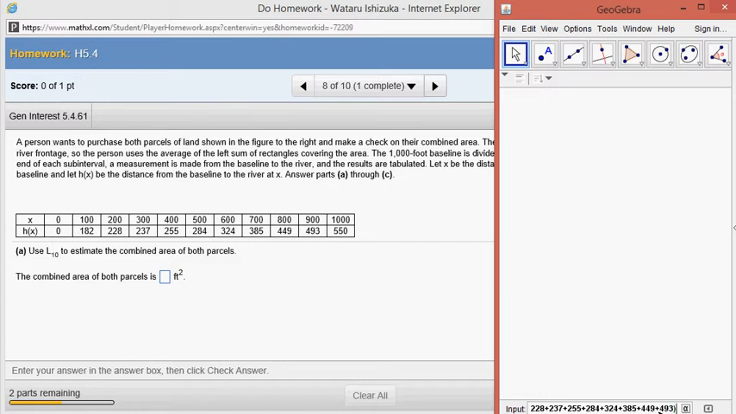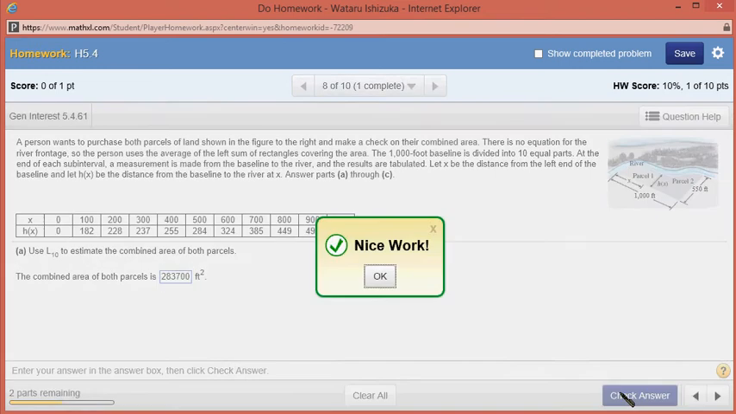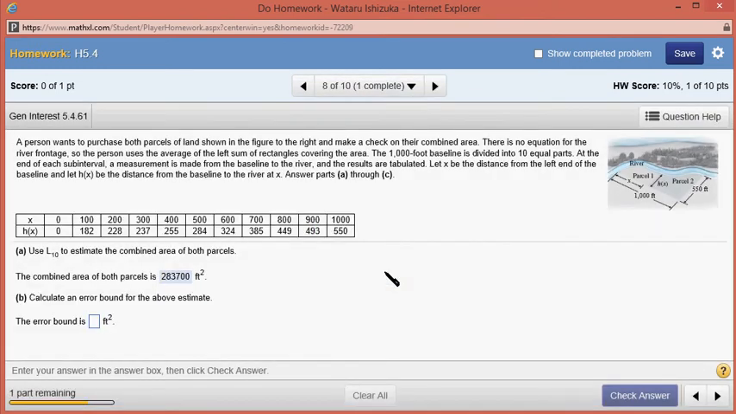And the delta x in this case is 100. So hit enter. Alright, so we got 2837, 283,700. Let's check the answer. Alright, we got that.